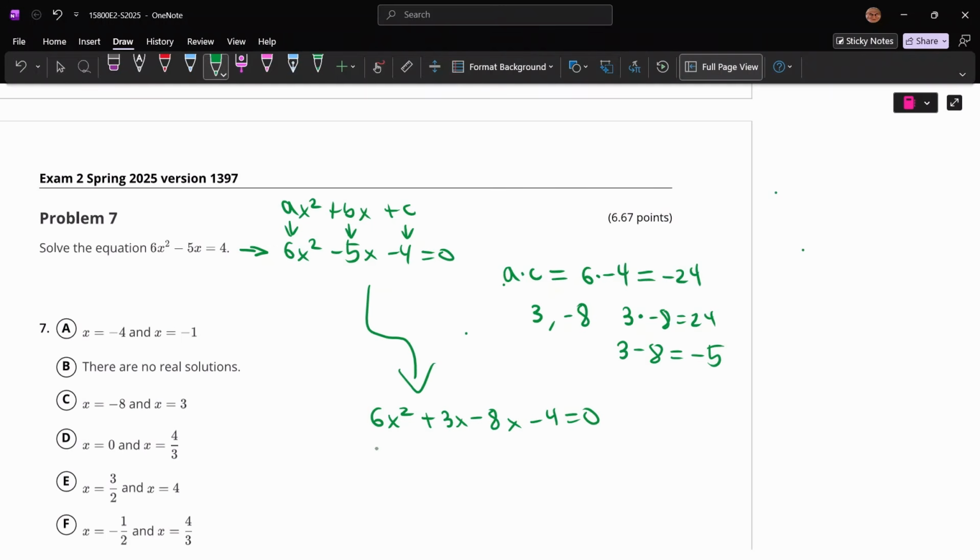So when you do that, notice how there's an x in both these terms. So we can take an x out of both of them. So we'd have 3x times 2x plus 1.